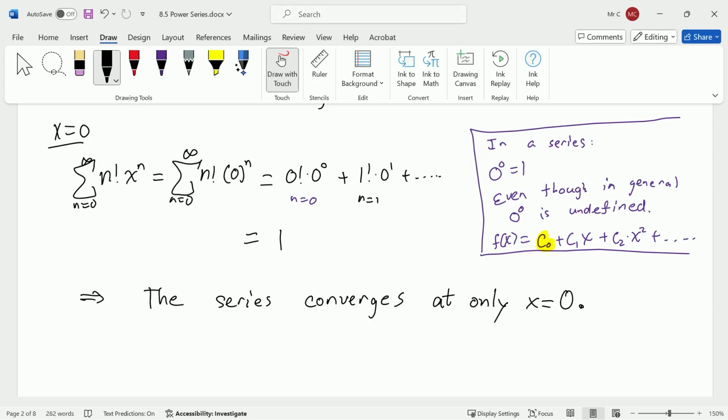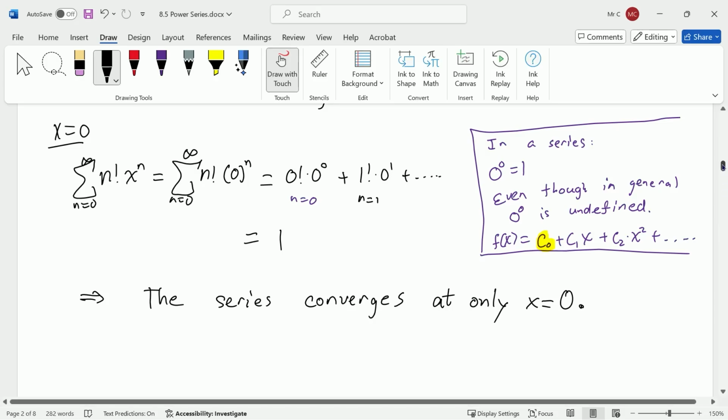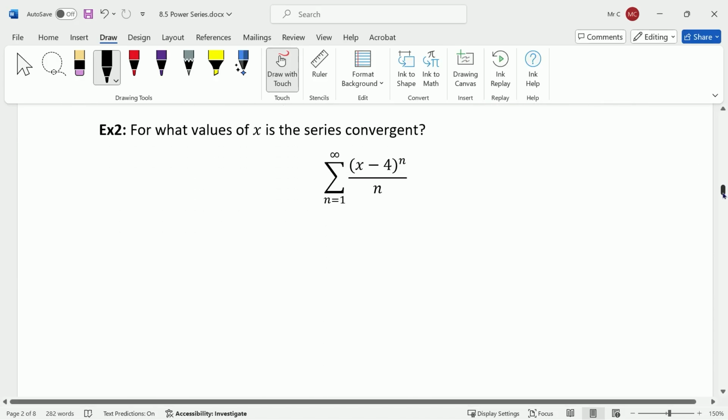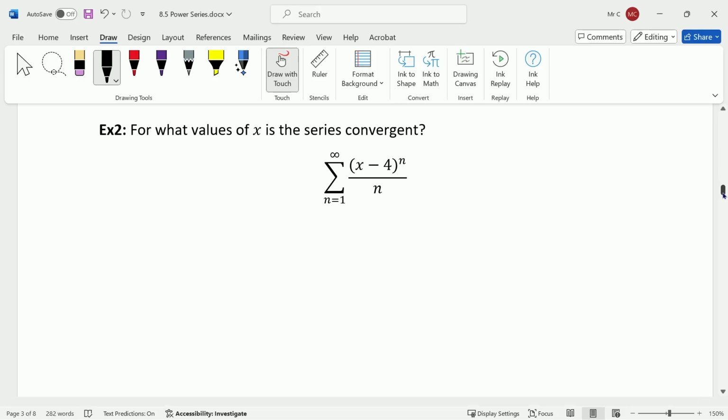Okay, so let's go ahead and dig into some more examples here. There's a whole lot of these kinds of problems to deal with. For this next one, for what values of x is the series convergent? We've got the sum from n equals 1 to infinity of the absolute value of x minus 4 to the nth power over n.